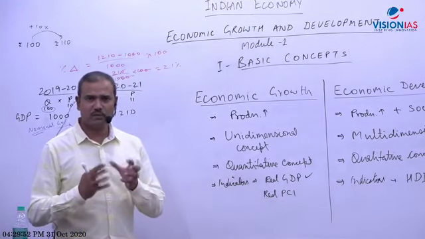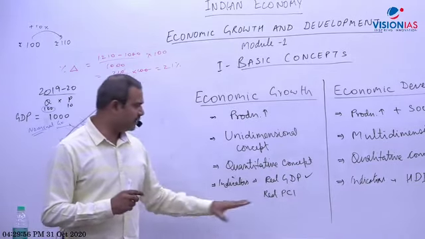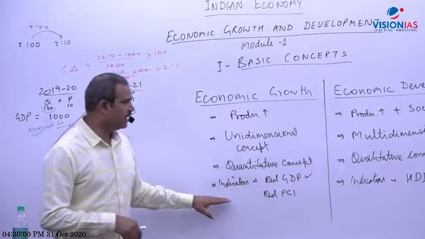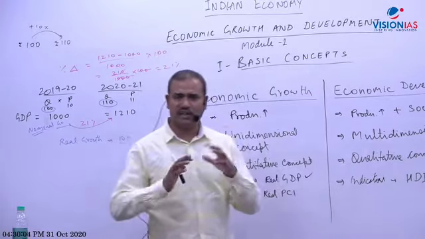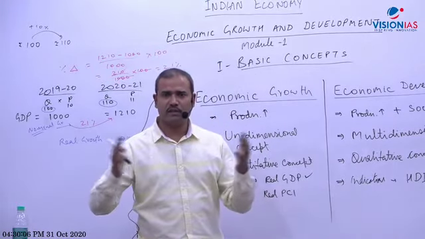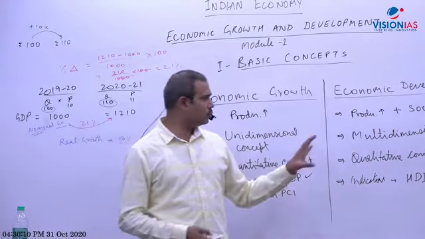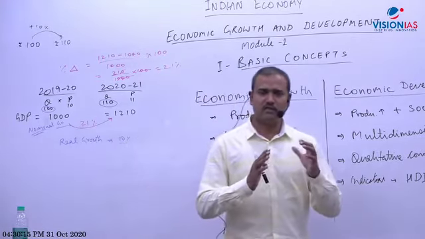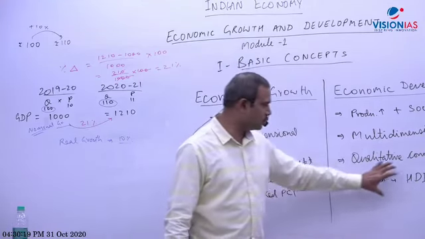So economic growth is measured by real GDP, meaning actual increase in production, or real per capita income, the actual average income of people. And economic development is measured differently, because it is a multi-dimensional concept. It has various dimensions like social, political, environmental, cultural. So we have to measure this by some indices which take into account various aspects. So got the point here?